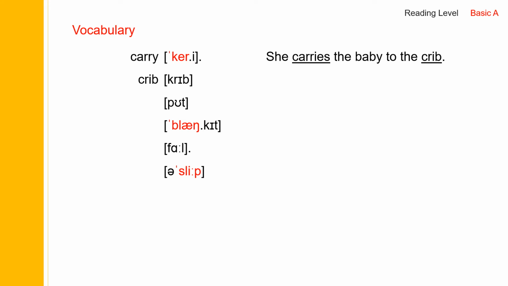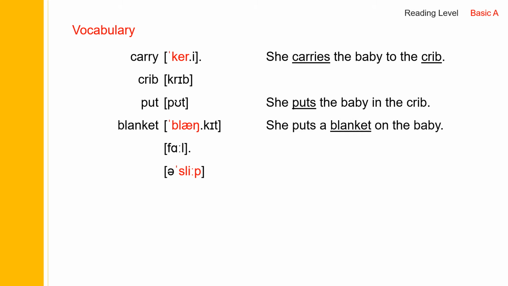Next one, put. Put spells P-U-T. Put. She puts the baby in the crib. Next one, blanket. Blanket spells B-L-A-N-K-E-T, blanket. She puts a blanket on the baby.